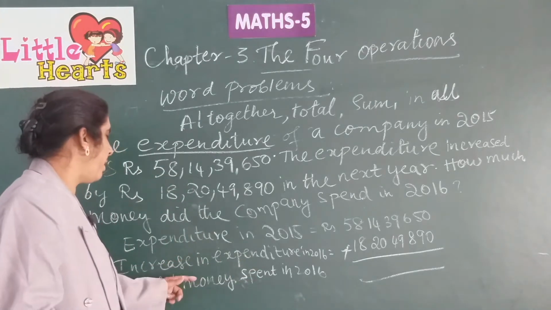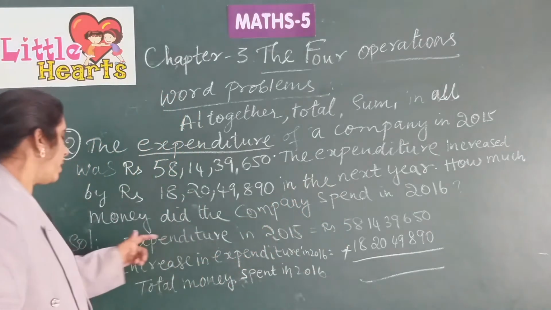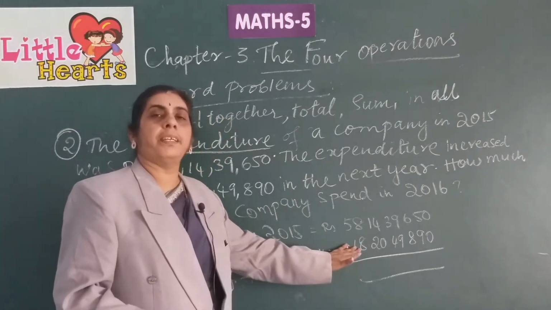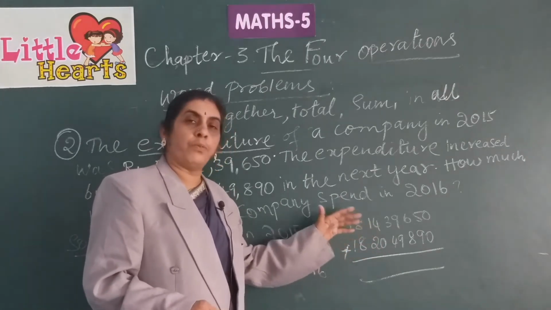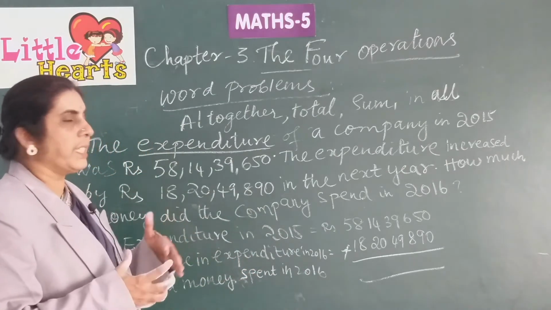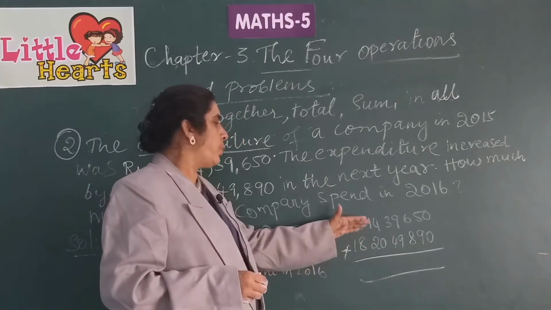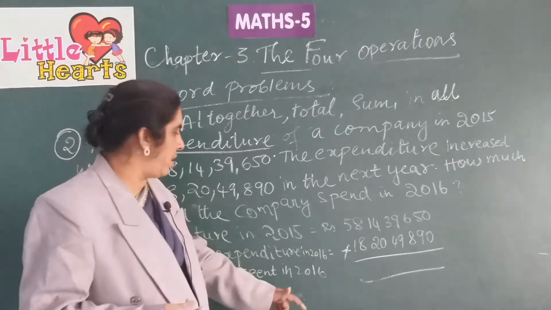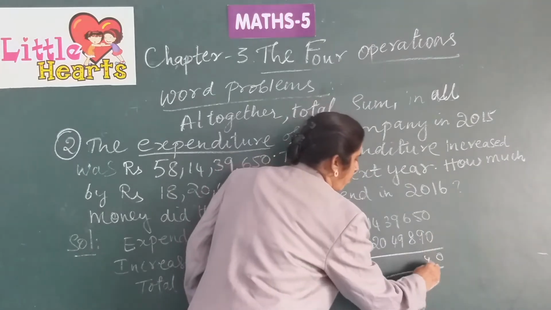In the same way, here also, expenditure in 2015 is this much, and the increase in expenditure is given. It is not the total money spent in 2016. It would be only the increased amount. So, you have to find the total expenditure in 2016. For this, what you have to do? Add this increased amount to the expenditure of 2015. Then you will get the total money spent in 2016. 0. 9 plus 5, 14.